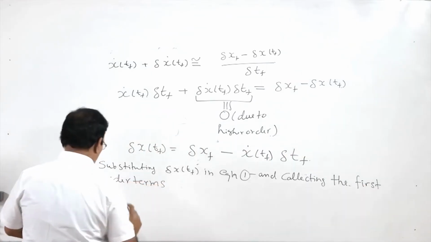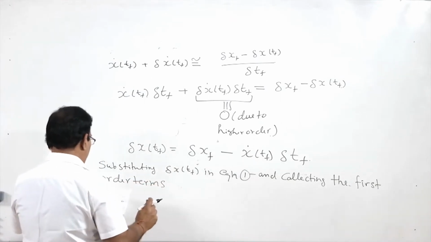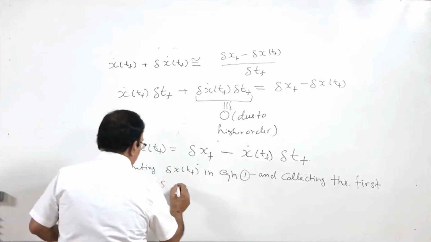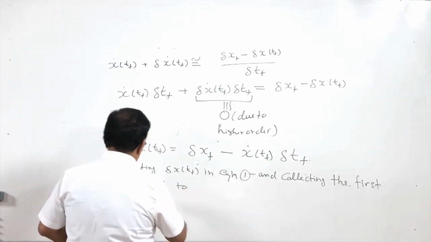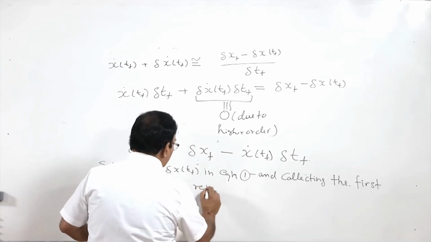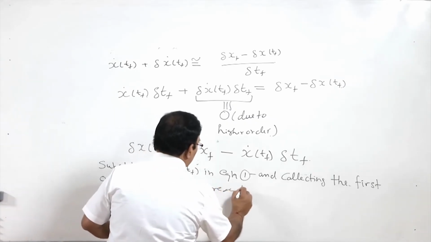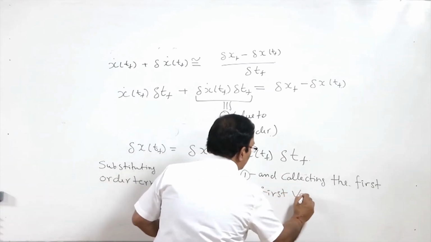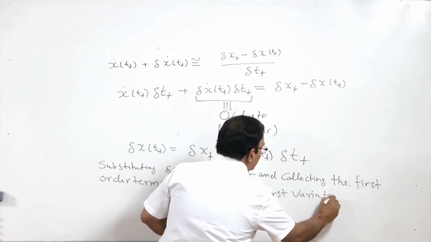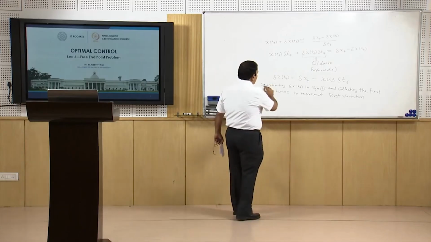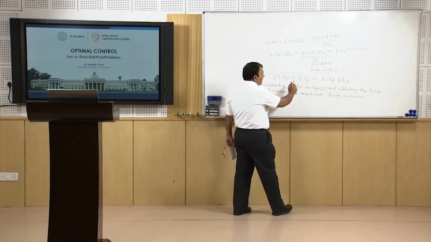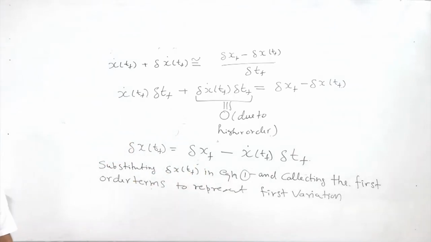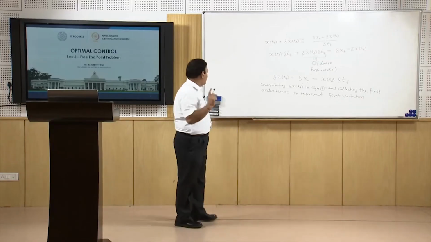And collecting the first order terms, so we will get nothing but the first variation. Collecting the first order term to represent the first variation. So, we are substituting the value of the delta x t f in equation number 1. We are collecting the first order term so that we can represent the first variation.